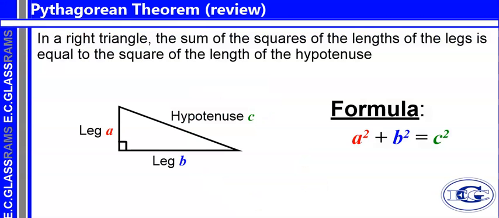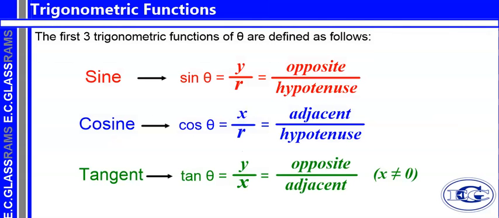Here are some review slides on the Pythagorean theorem, where you have a squared plus b squared equals c squared, where you may need to find one of the sides to a right triangle given two of them. Here's the review on the trig functions themselves: sine, cosine, tangent. Again, we will primarily focus on the key wording of opposite, adjacent, and hypotenuse.